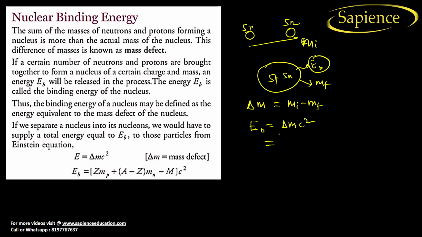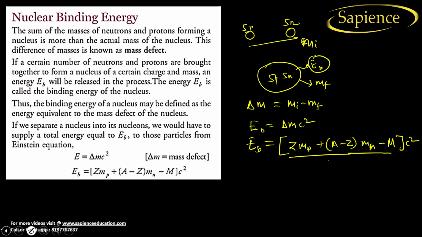So finally, if you find the binding energy, binding energy is equal to Δm times c squared. But what is Δm? Δm is equal to Z times the mass of the proton plus (A minus Z) times the mass of the neutron, minus the total mass of the nucleus M. So this is the formula for the mass defect, and we can easily find out the mass defect by this formula. I hope you have understood this.